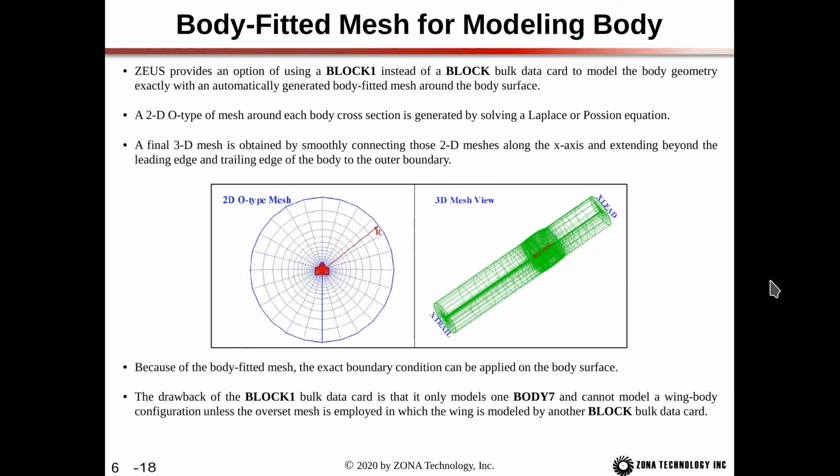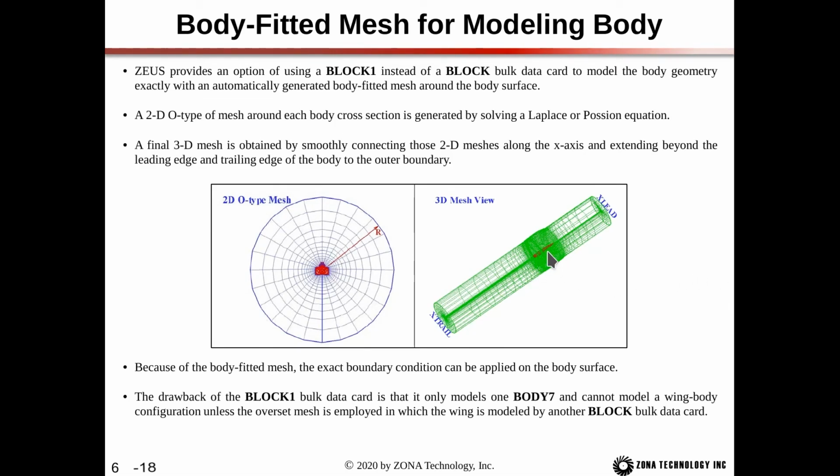So ZEUS provides an option of using a block 1 instead of the block bulk data card to model the body geometry exactly with an automatically generated body fitted mesh around the body surface. So a 2D O-type mesh around each body cross-section is generated by solving a Laplace or Poisson equation. And then a final 3D mesh is obtained by smoothly connecting the 2D meshes along the x-axis and extending beyond the leading edge and trailing edge of the body to the outer boundary.